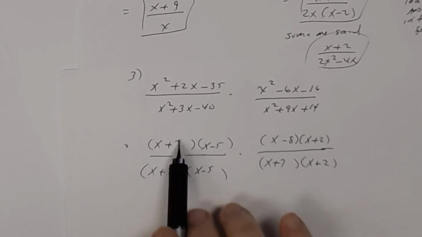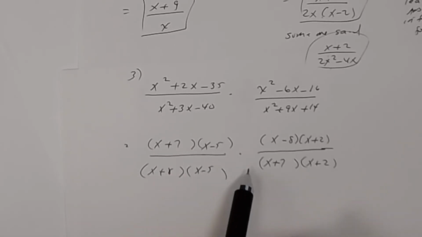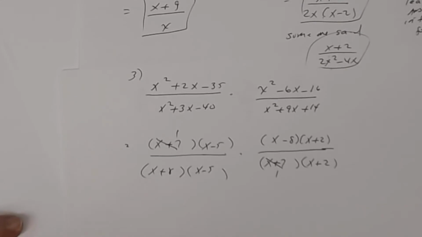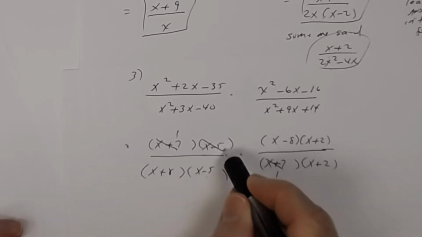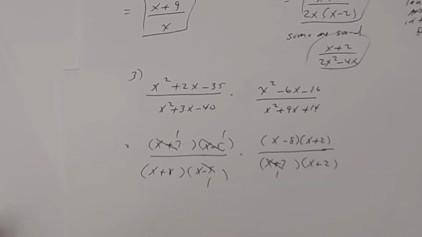Let's start with the first factor in the numerator, x plus 7. Is there a factor of x plus 7 in the denominator? Yes, right here. So those will divide out. Let's do the next one, x minus 5. I see one right here. Those will divide out into each other. So make sure you put factors of 1s in their place, though.